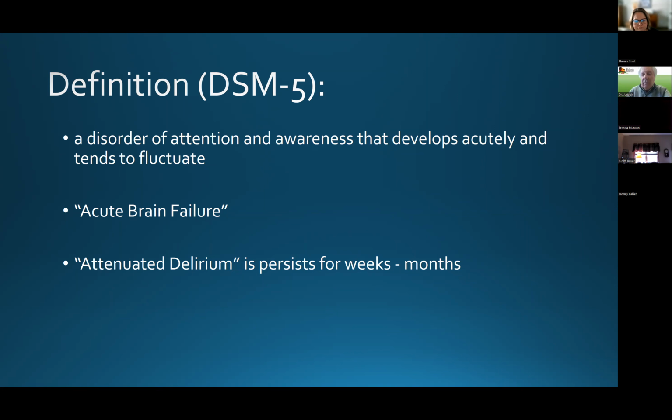However, there are types of delirium that persist for weeks to months, and some use the description of attenuated delirium. Others will say subacute delirium or chronic delirium. But the point is that it's persistent delirium is what we're talking about.